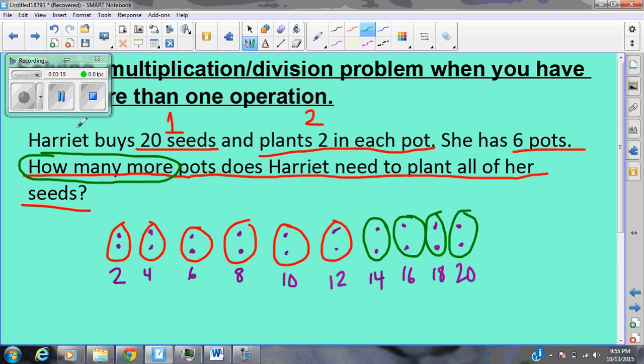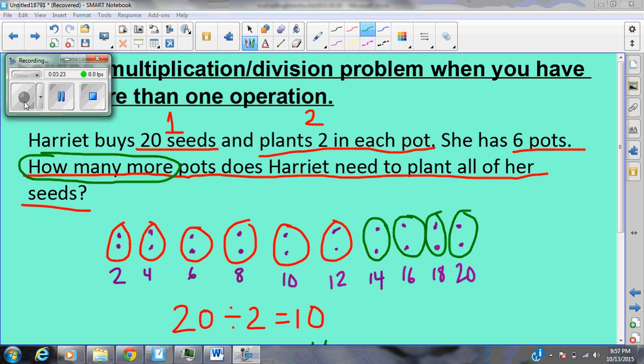Let's talk about the equations that you can use to solve this problem. So, as you can see, I took the total of what we had, and I divided it by the size, what's in each pot. So this is the total divided by the size, which gives me the number of groups or the number of pots I needed. So 10 was the total number of pots I needed to put 2 in each group. So my equation is 20 divided by 2 equals 10. That gives me the total number of pots.